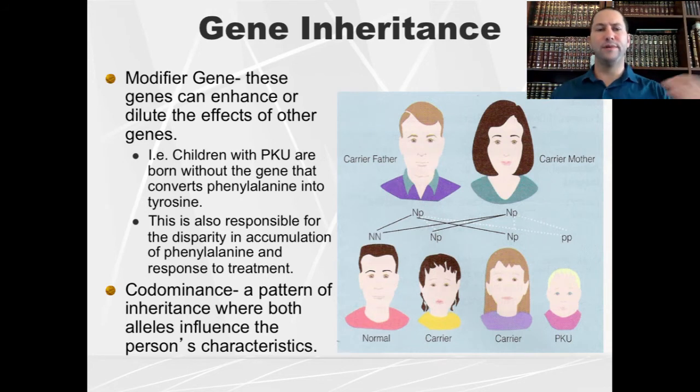So we talked about dominant and recessive, but there are other kinds of genes. There's something called a modifier gene. Basically, a modifier gene is when one gene either enhances or dilutes the effect of another. So let's take the case of phenylketonuria. PKU, or phenylketonuria, is a disorder where a child cannot break down phenylalanine. And the problem of not being able to break down phenylalanine is that the more you have, the more it becomes a neurotoxin, and it could result in brain damage or potentially even death.